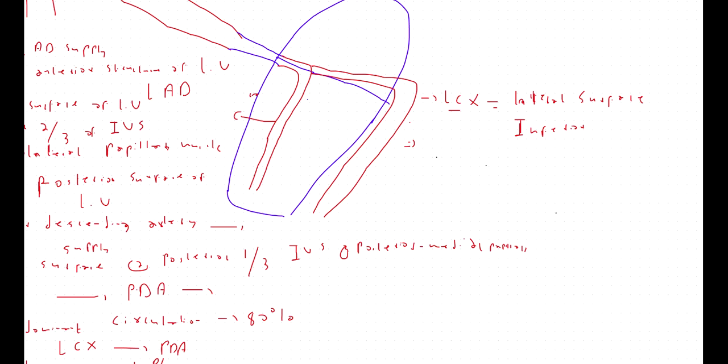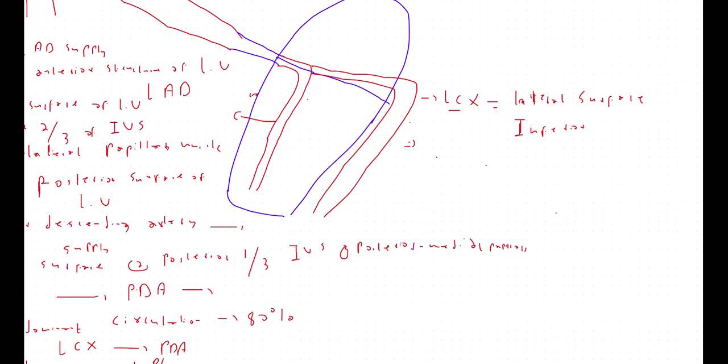So, you asked me here, so let me clear it. Obtuse marginal is what? Obtuse marginal is running on the margins of the left ventricle, and it is a branch of your left circumflex artery. When the left circumflex artery reaches the distal ends of the left ventricular surface, it will give rise to the obtuse marginal artery. So it's a branch of LCX. Good question. Very good.